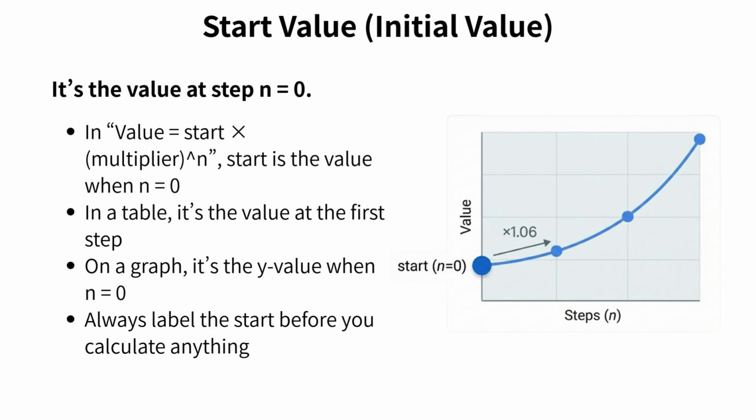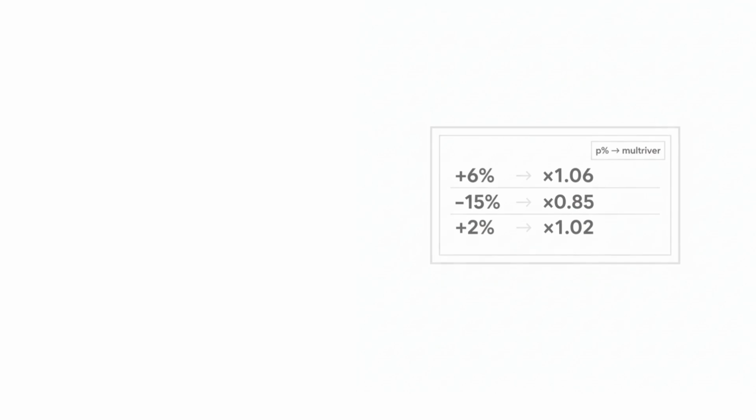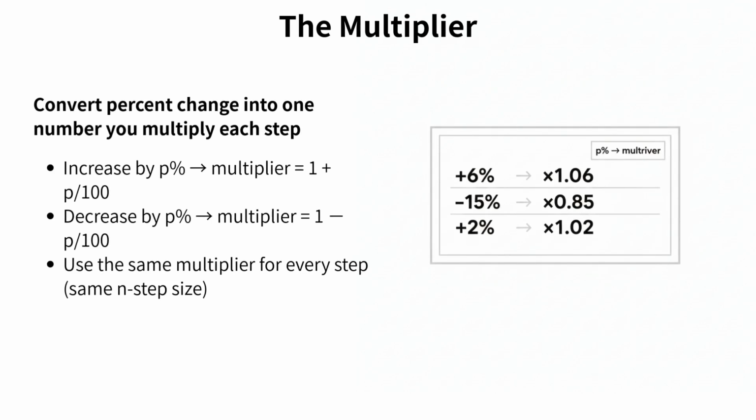So here's the habit for SAT questions. Before you calculate anything, label the start value first. The multiplier is the number you multiply by each step. It's the fastest way to handle exponential change on the SAT.